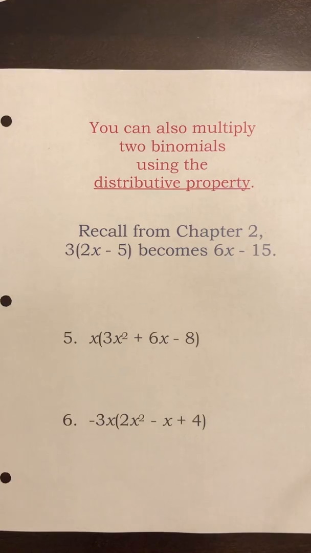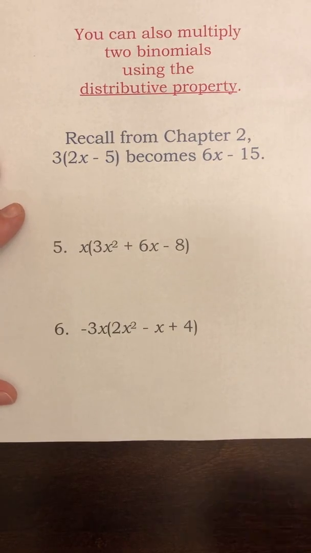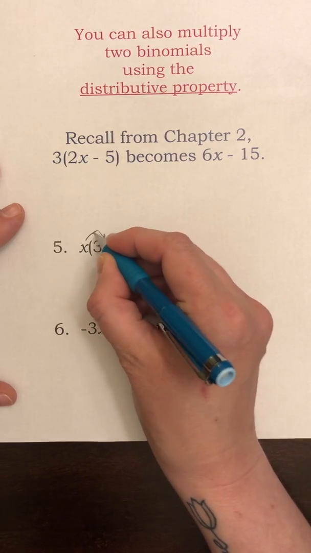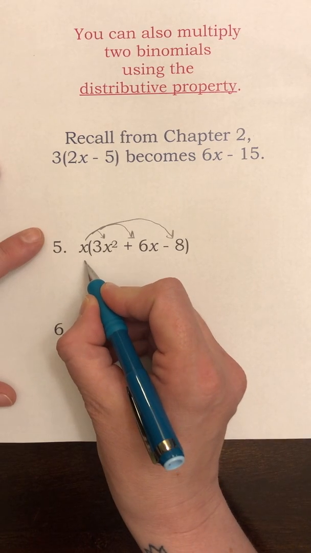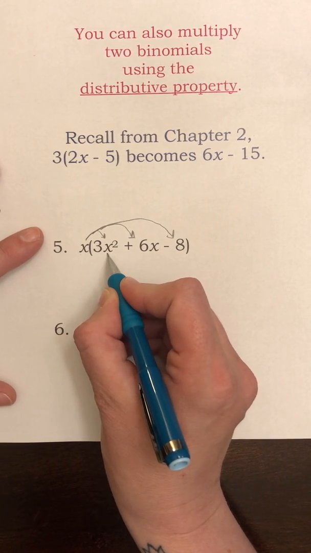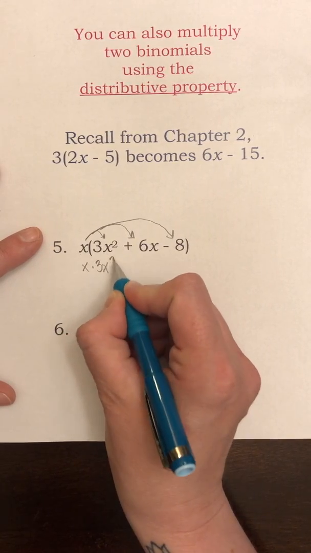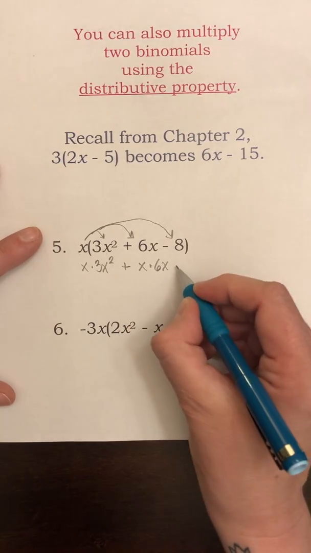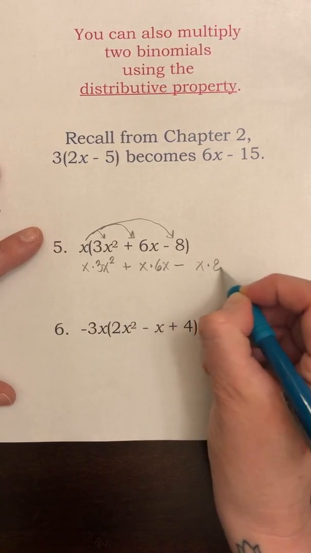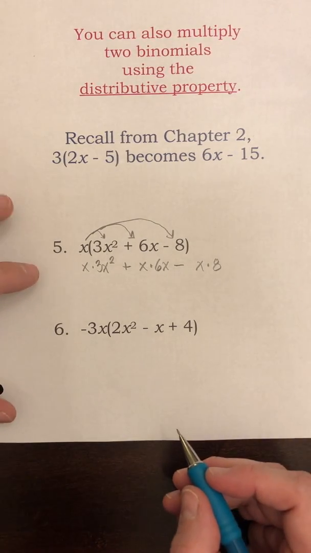All right, so real quick, let's review the distributive property. So if we look at example 5, if we were to take the x and distribute it to the trinomial that's inside of the parentheses, I would have x times 3x squared. Let me write this out. X times 3x squared plus x times 6x minus x times 8. I'm just taking that outside x, distributing it to everything inside of the parentheses.